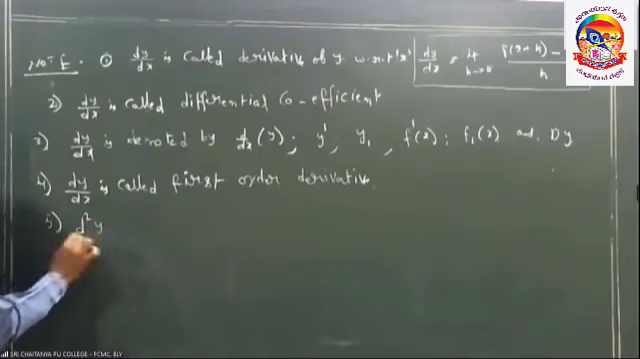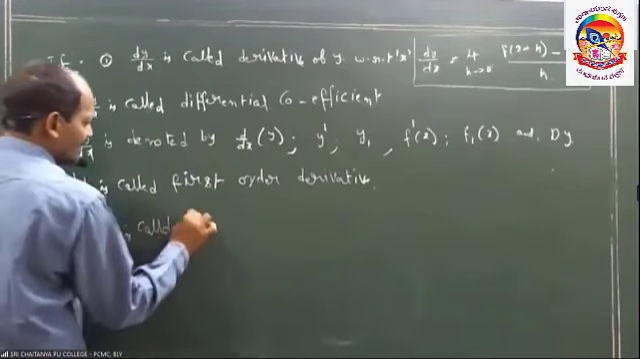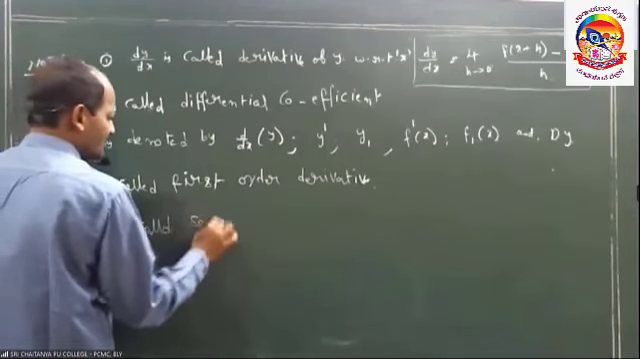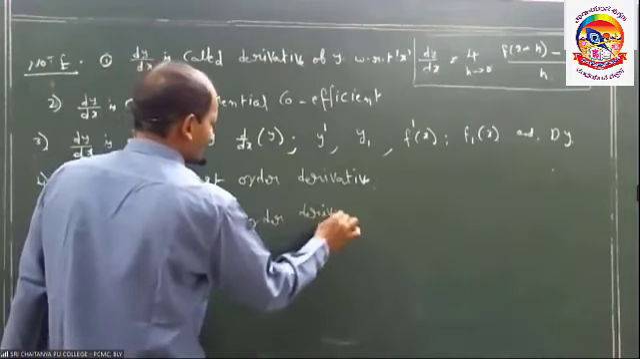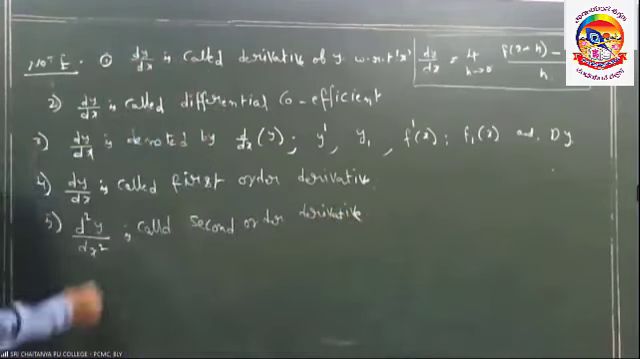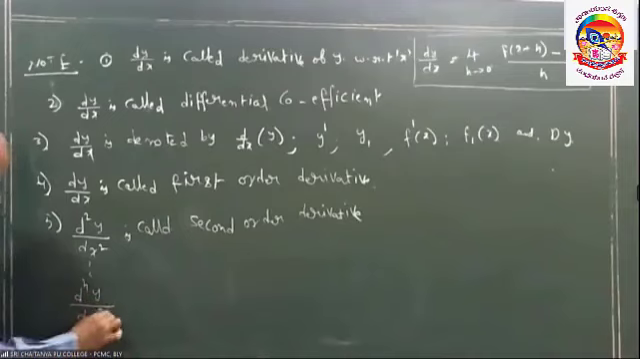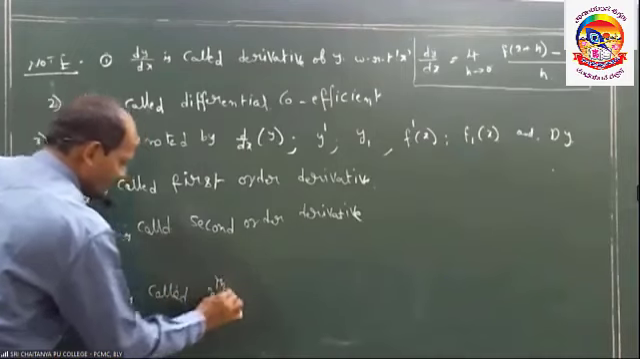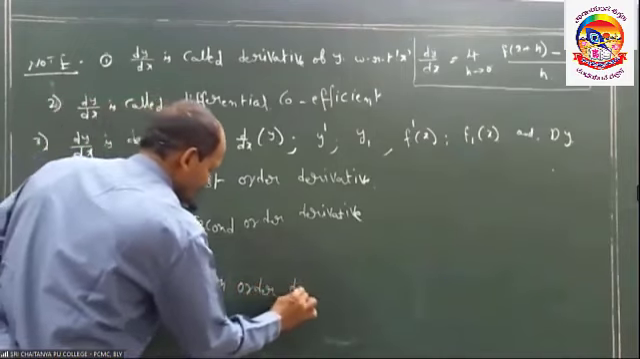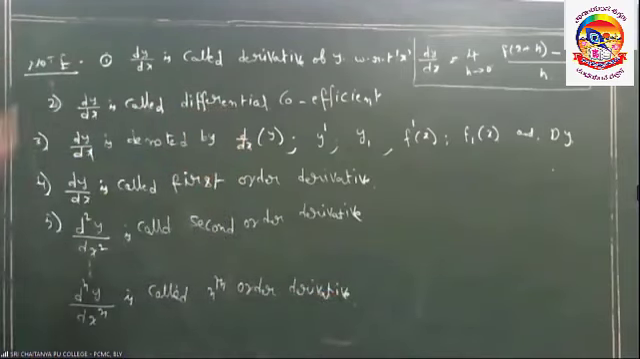Next, d square y by dx square is called the second order derivative, and so on. D power n y by dx power n is called the nth order derivative.